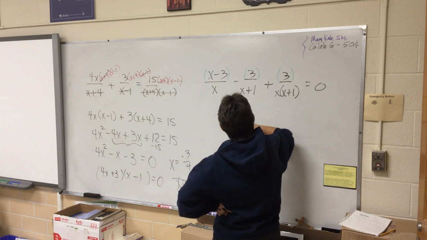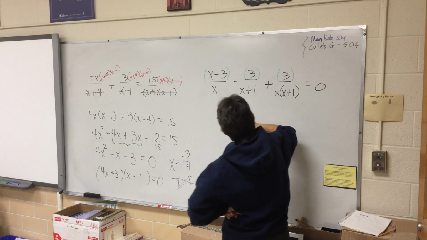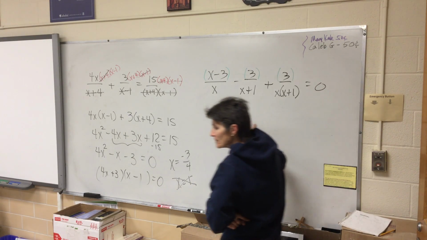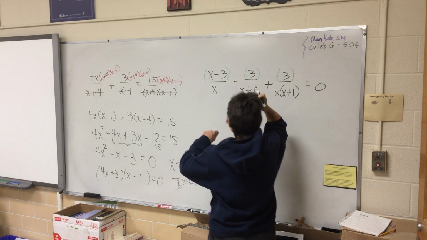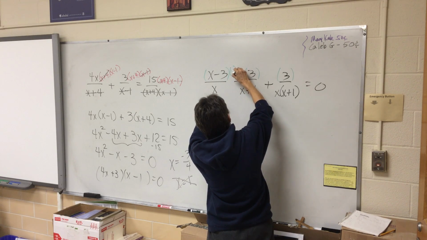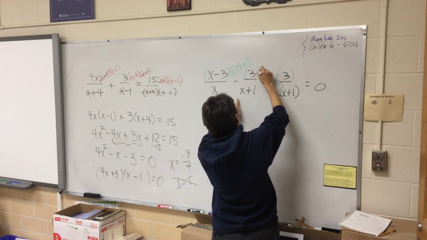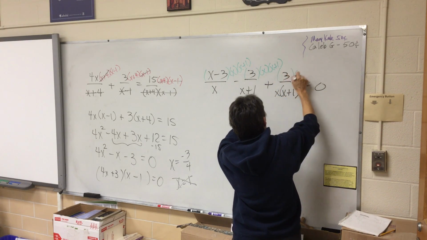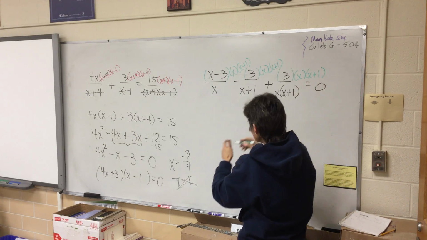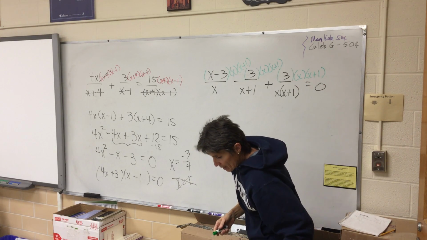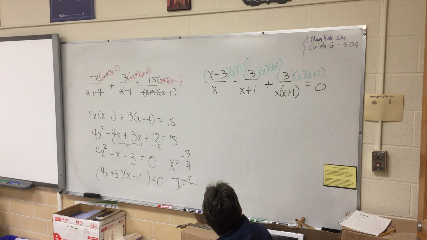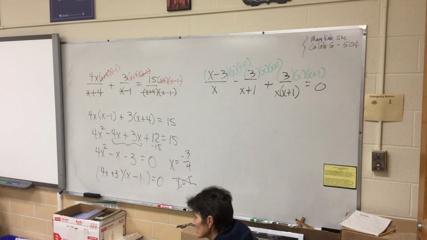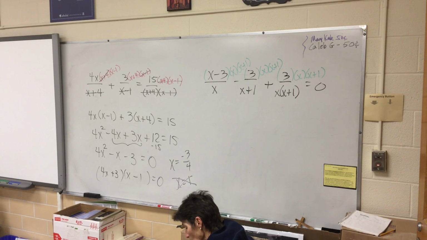So, negative 1. It's never going to be numbers. I'm going to be using letters. Wouldn't I have x's down here? It's going to be x and x plus 1. x and x plus 1. I am going to multiply, Isaac, by any factor that I have in my denominators. So since my denominators have an x and an x plus 1, that's what I multiply by.